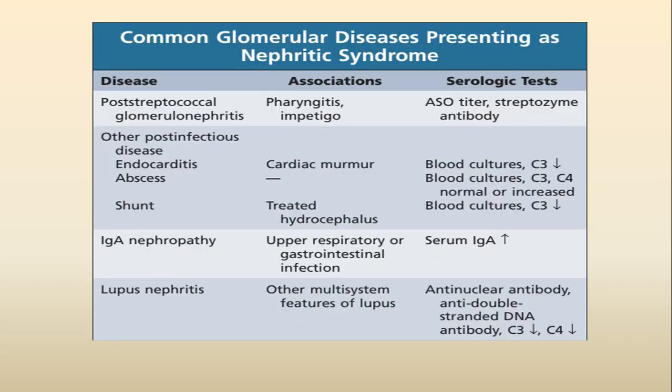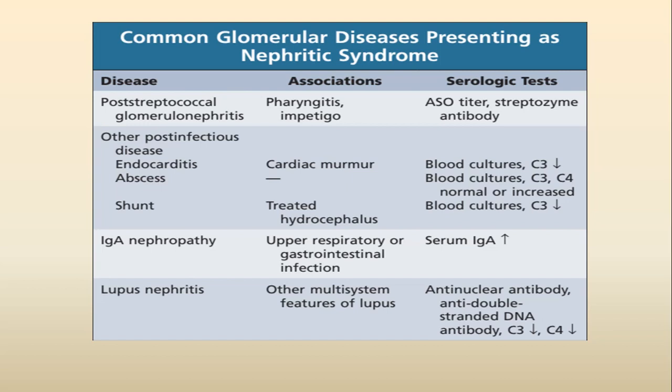So these are the common glomerular diseases presenting as nephritic syndrome, their disease associations, and the serological tests to be done. Post-streptococcal glomerulonephritis is associated with pharyngitis, empyema, and skin infection. What investigations should we do for the diagnosis? ASO titer and streptozyme antibodies. Other post-infectious diseases: endocarditis, abscess, and shunt.